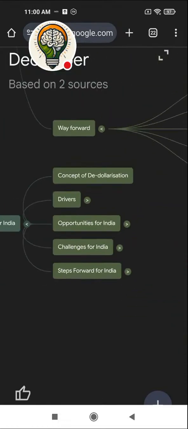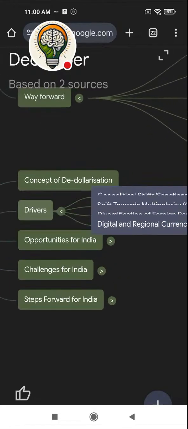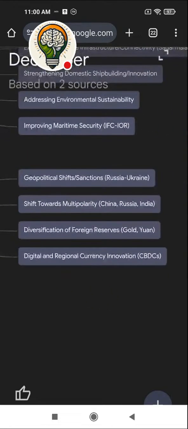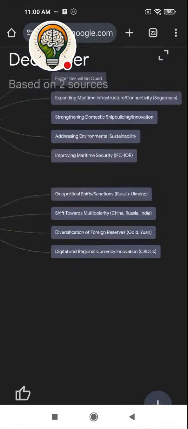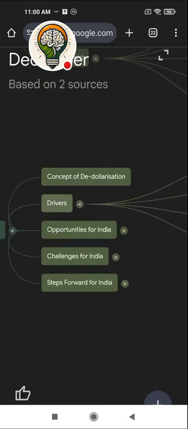So the concept of de-dollarization and drivers of de-dollarization. The geopolitical shift is in action: the Russia-Ukraine war, shift toward multipolarity. China, Russia, India, diversification of foreign reserves, yuan and gold, and digital and regional currency innovation (CBDCs). And then the opportunity for India.